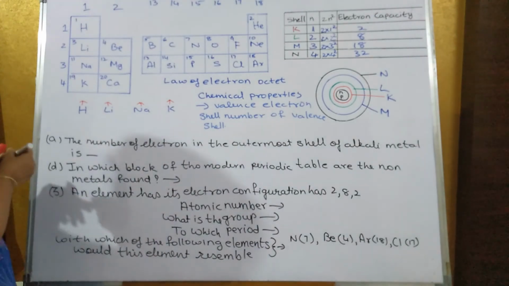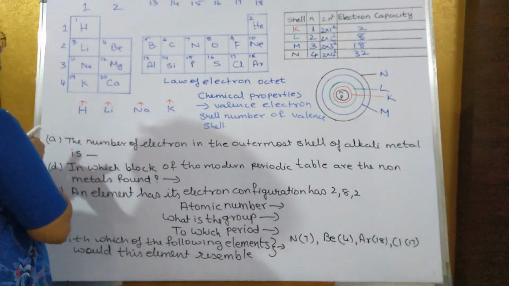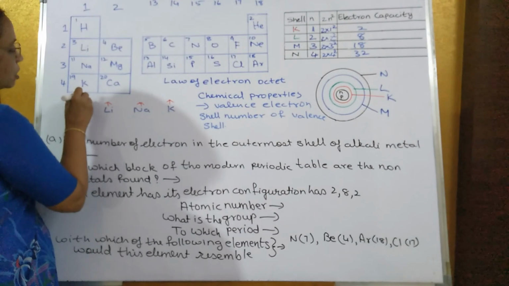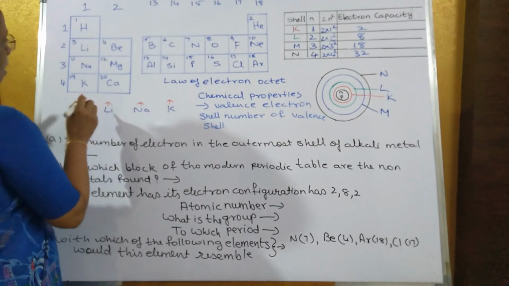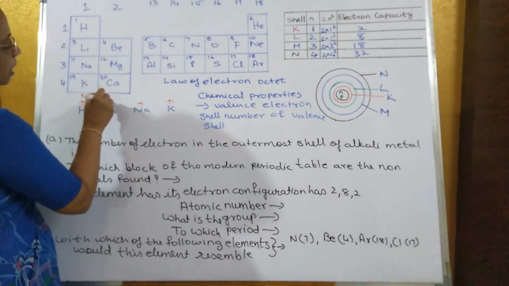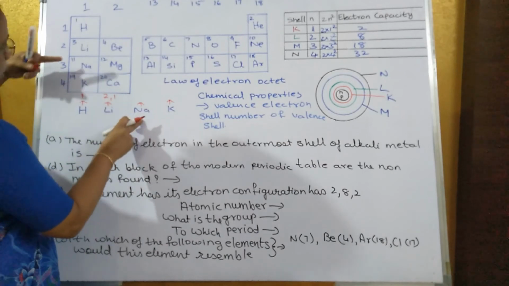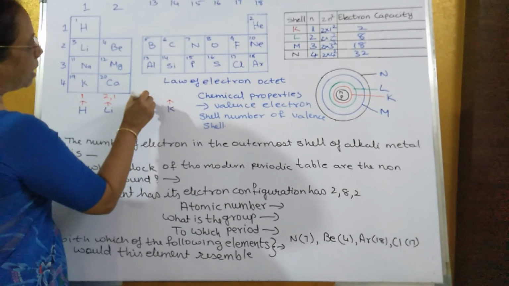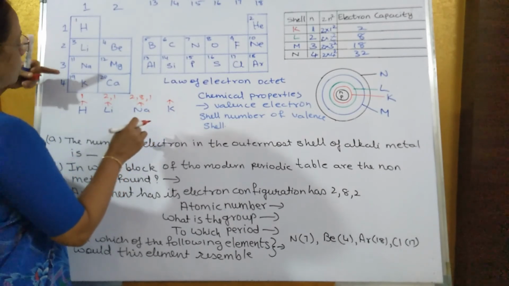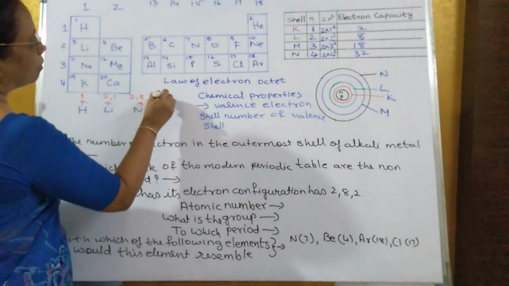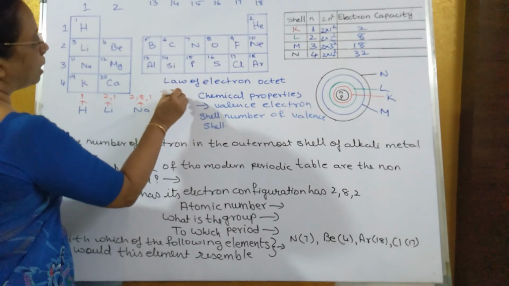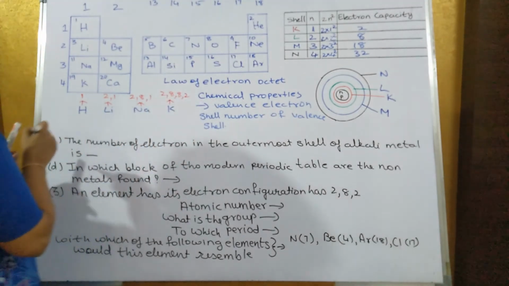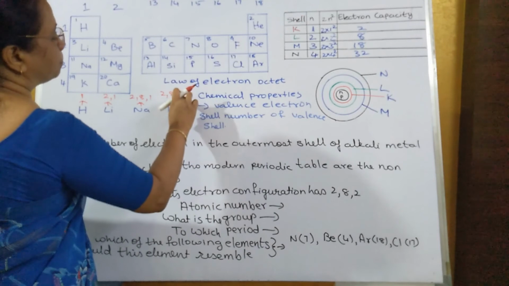जैसे कि हाइड्रोजन का एटॉमिक नंबर 1 है तो इसका इलेक्ट्रॉनिक कॉन्फ़िगरेशन क्या है? 1. लिथियम का 3 है तो उसका कॉन्फ़िगरेशन क्या है? 2 और 1. सोडियम का 11 है तो इसका इलेक्ट्रॉनिक कॉन्फ़िगरेशन क्या है? 2, 8 और 1. और पोटेशियम 19 है, तो इलेक्ट्रॉनिक कॉन्फ़िगरेशन क्या है? 2, 8, 8 और 2. नहीं, 2, 8, 8 और 1.